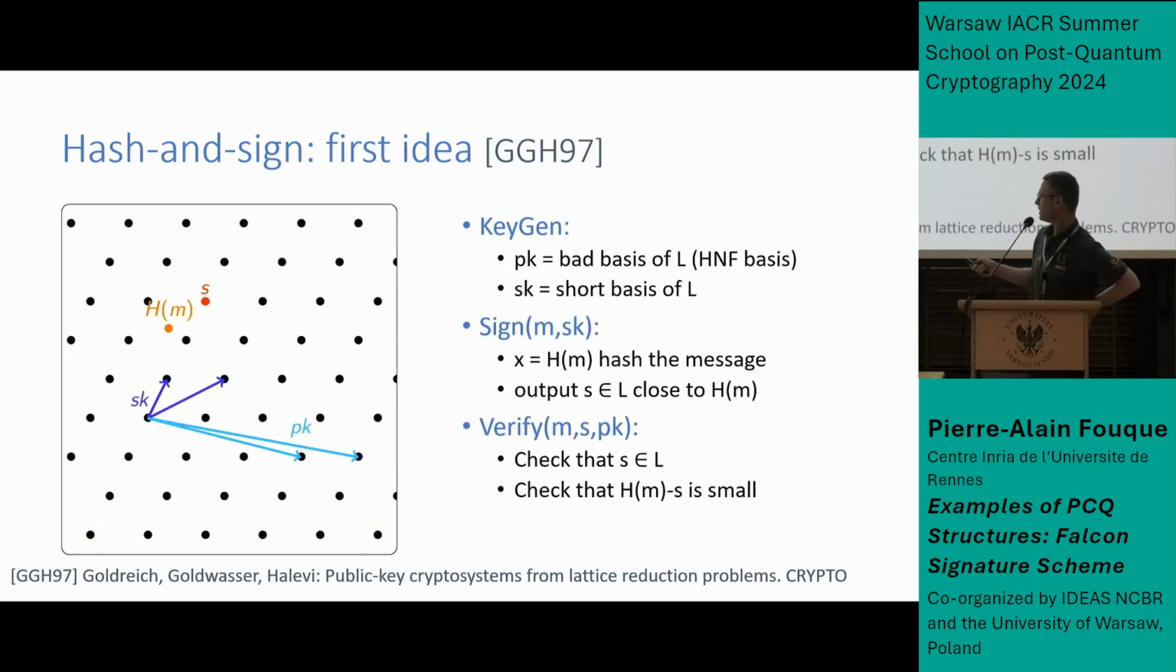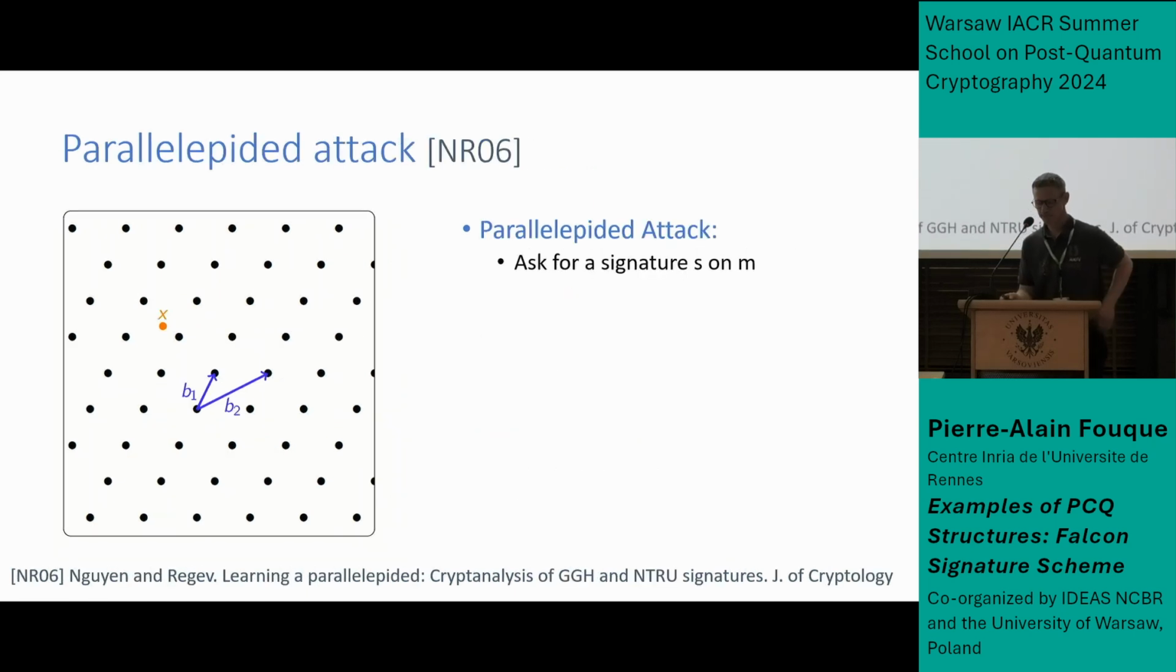So this is the signature that has been proposed by Goldreich, Goldwasser, and Halevi at Crypto 97. However, there are some attacks on such a scheme, and one of the most efficient has been described by Phong Nguyen and Oded Regev at Eurocrypt 2006. The attack is called the parallelepiped attack, and I think you will understand shortly why it is named like this.